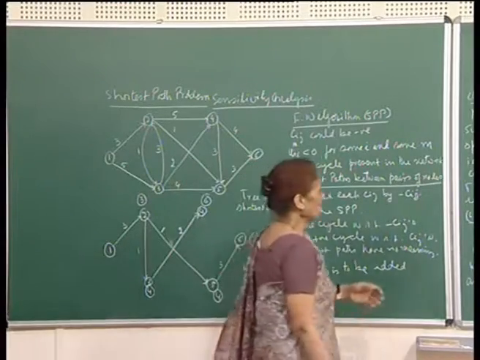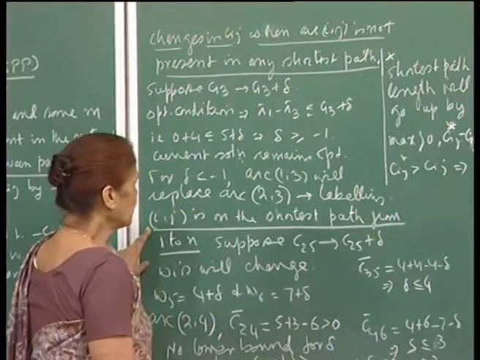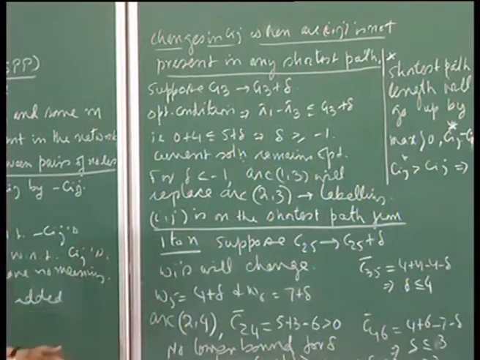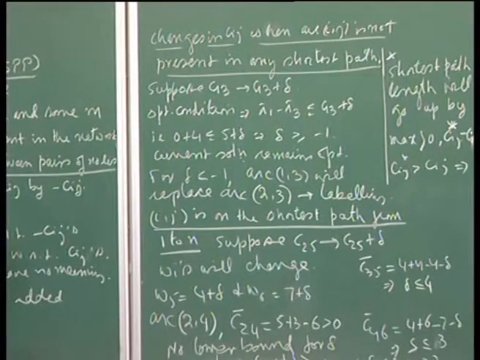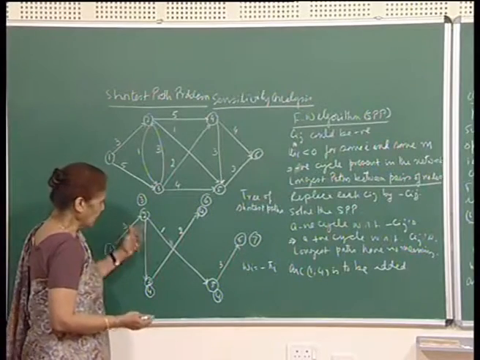Now, similarly, let us go to an arc i j which is on the shortest path from 1 to n. Let me consider that case, and then similarly you can see how to handle the case when i j is in one of the shortest paths, but not on the path from 1 to n.